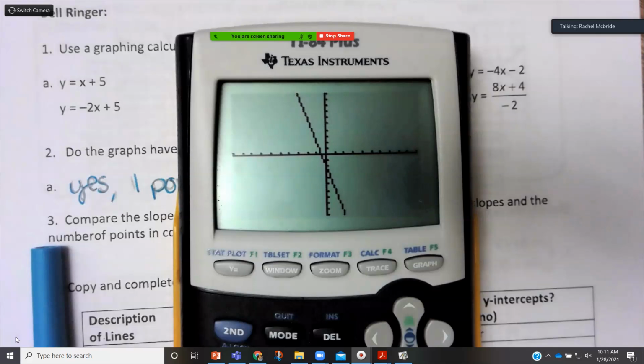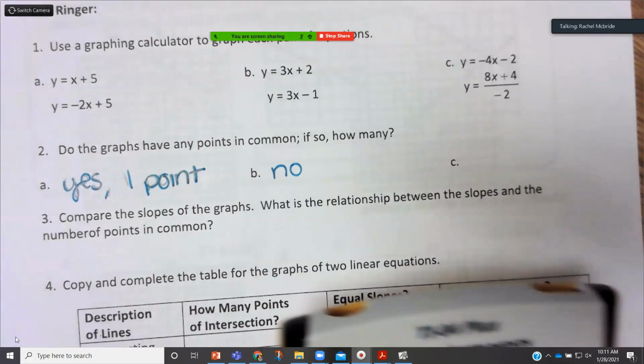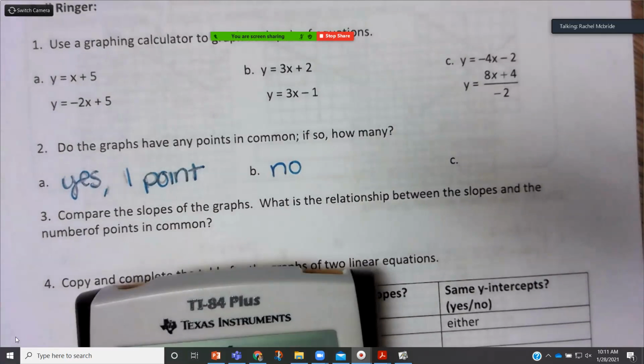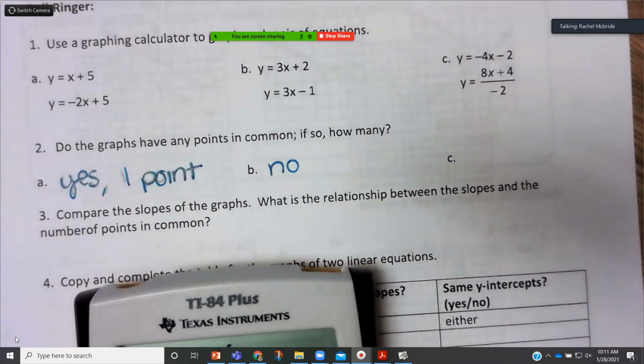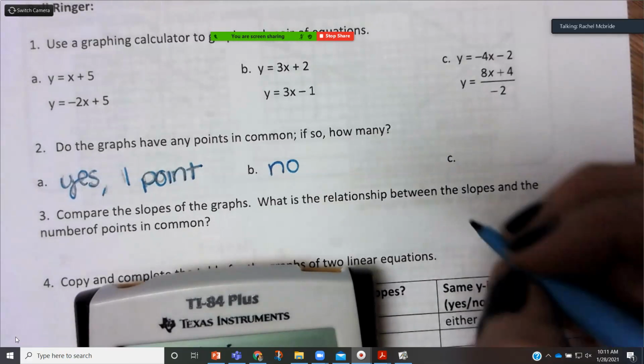And what do you notice about the graph this time? They're on top of each other. Fantastic. So, if they're on top of each other, do they have any points in common? All of them.